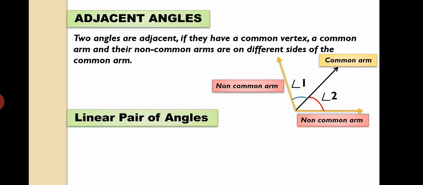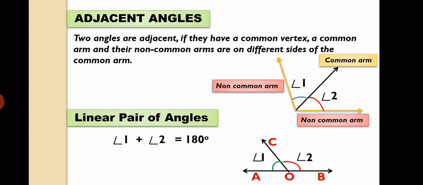Let's see what is linear pair of angles. Students, look at this diagram. As you can see here, angle 1 and angle 2. It means angle AOC and angle BOC. Both the angles together making a straight line. These types of angles are called linear pair of angles. It means angle 1 plus angle 2 equals 180 degree. If two adjacent angles are making a straight line, they are called linear pair of angles.